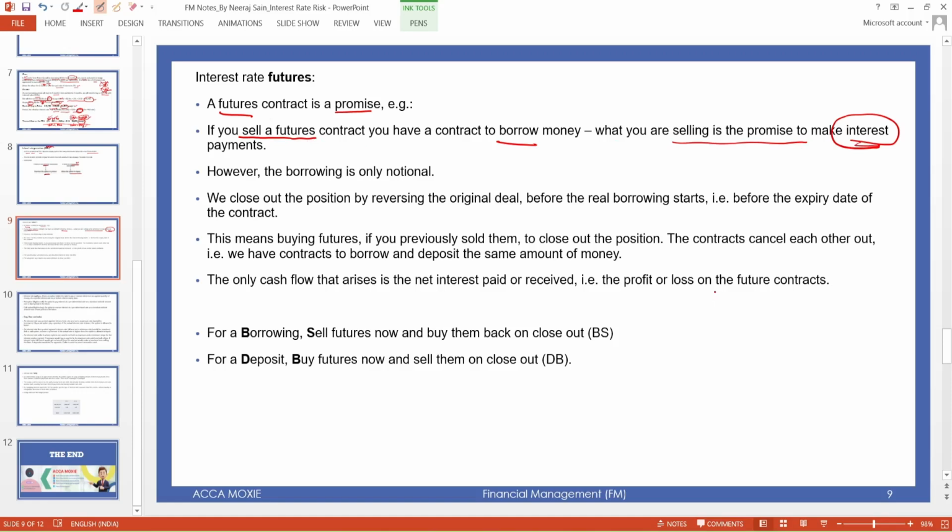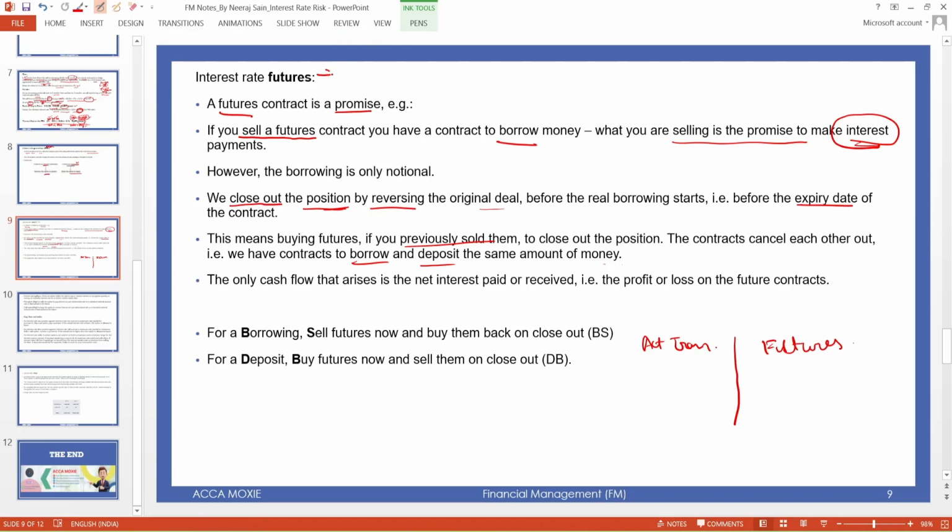But before the close, before the expiry date, we close out the position by reversing the original transaction by the borrower before the expiry date. It means that we previously sold, then we buy, or we borrow and deposit the same amount. Okay, I will explain this actual transaction. This is the actual transaction. Okay, this is the futures.